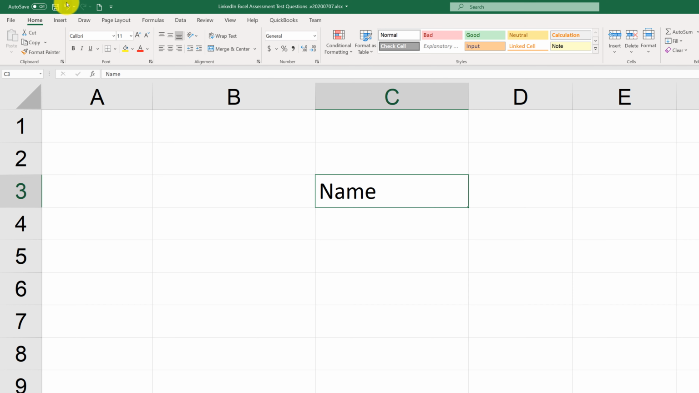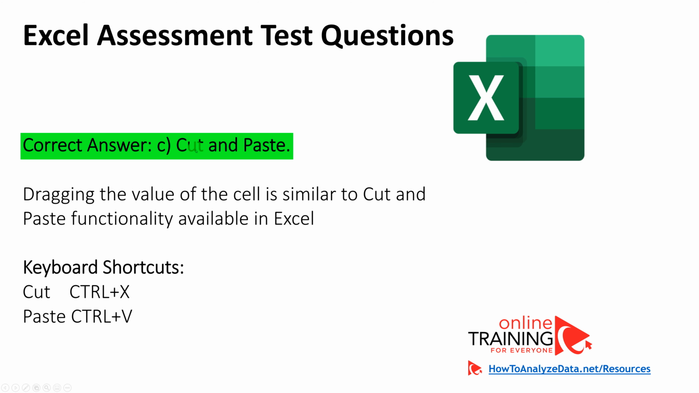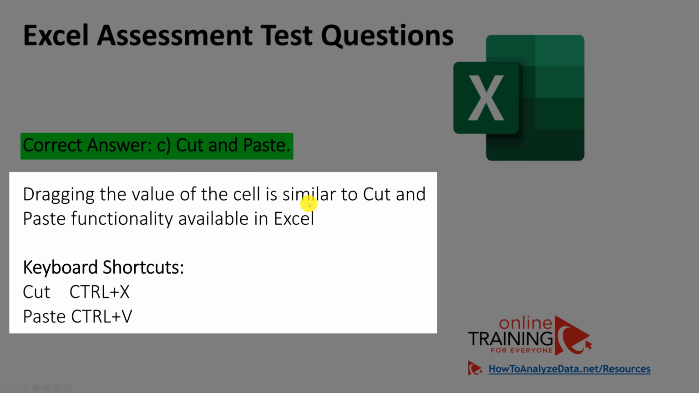Or we can use keyboard shortcuts after I undo it again. And for keyboard shortcuts, I'll press Control X and then move the cursor to a new location and then press Control V. So the correct answer here is C, cut and paste. Dragging the value of the cell is very similar to cut and paste functionality available in Microsoft Excel. In keyboard shortcuts for this, for cut it's Control X, and for paste it's Control V.